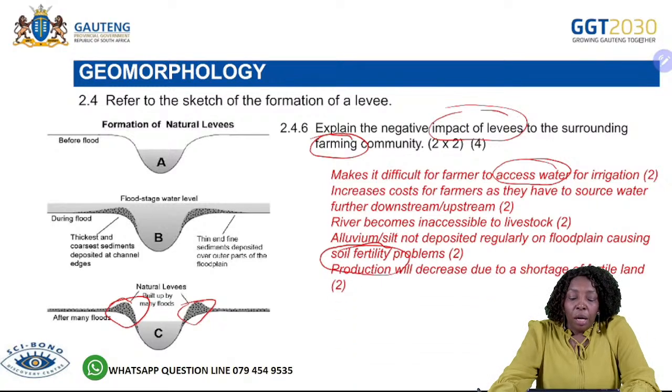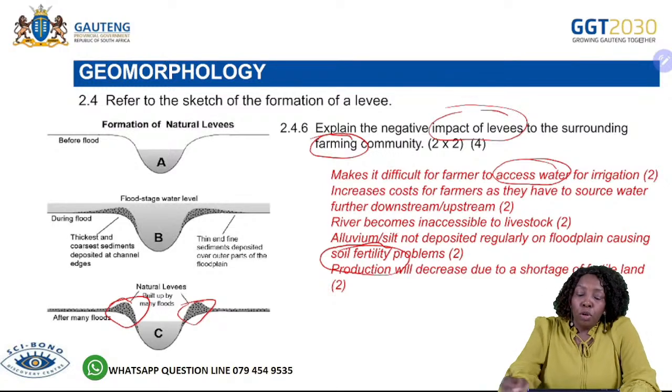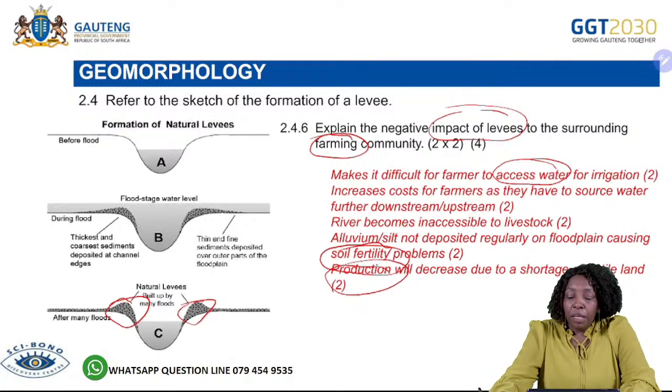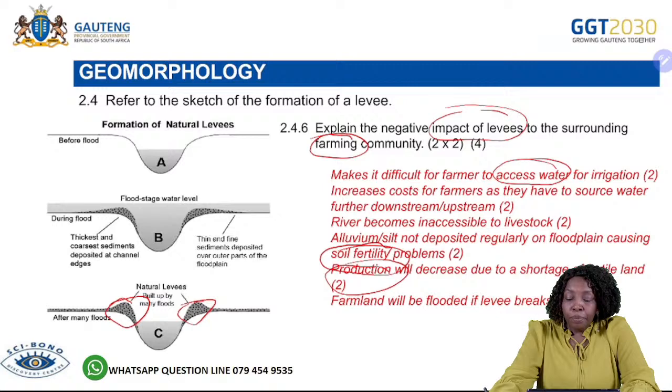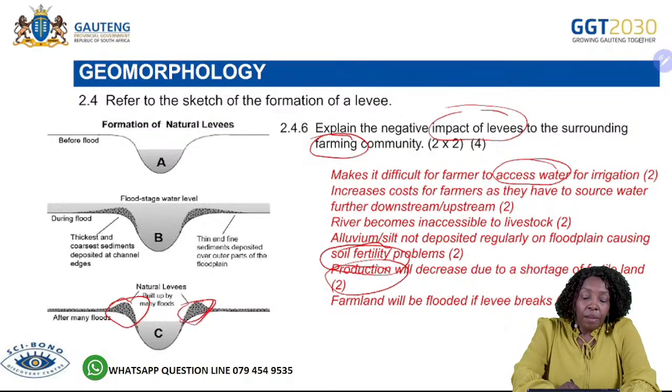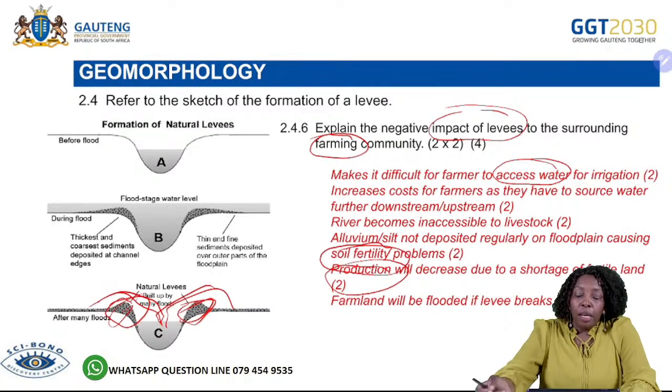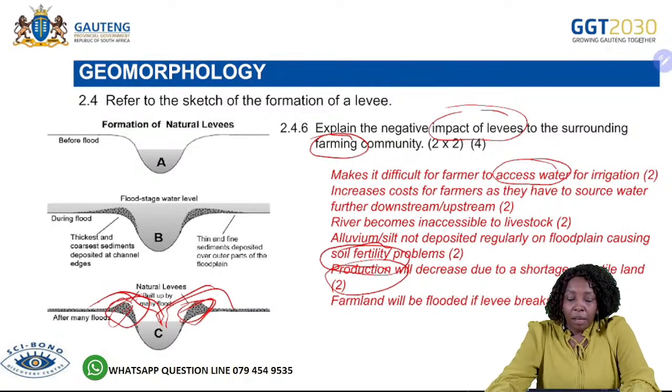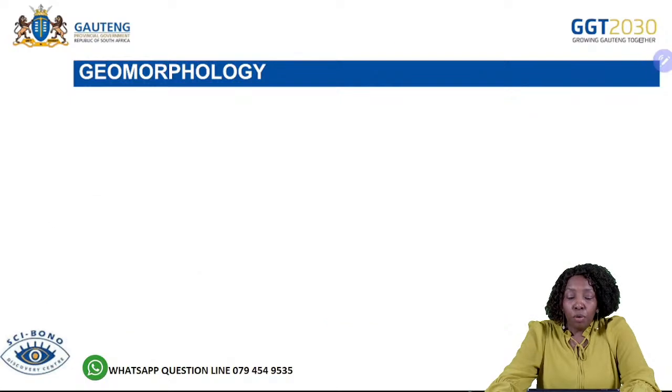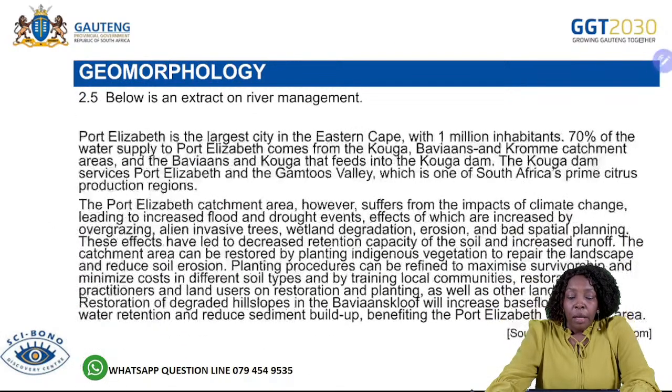Right. So the other option of the answer that you can give here of the impact of the levees is that production will decrease. So the farmers will be impacted negatively, and therefore there will not be enough productivity in the farms. Farmland will be flooded if the levee breaks. So in case this levee breaks, then the water starts flowing out. Then that would also cause a disaster. Okay, any two of those answers. Right.